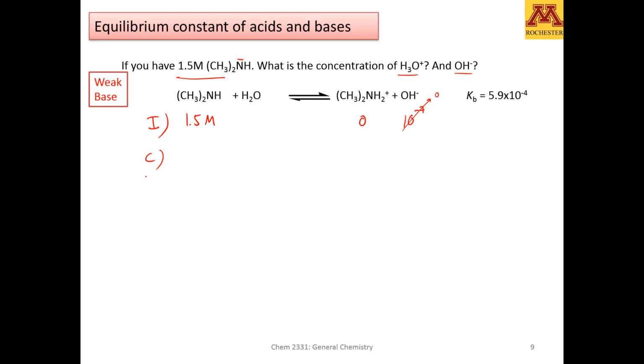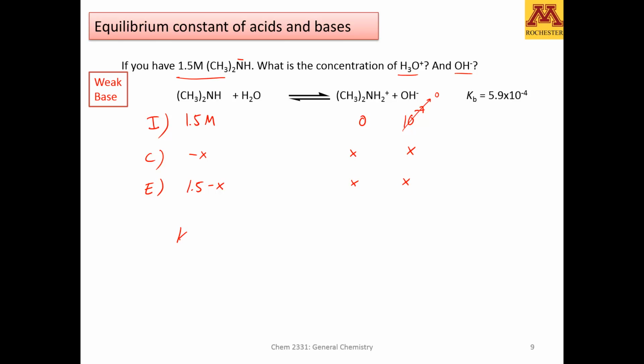In terms of change, there will be a certain amount disappearing from the left and appearing on the right. And notice that in acids and bases, because each step is one proton at a time, the balancing ratio is always 1 to 1. You don't need to worry too much about it. So at equilibrium, you have 1.5 molar minus x, x, and x.